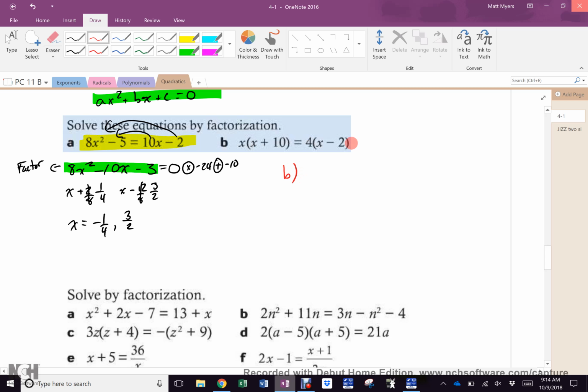Why is that ugly? It doesn't look like this. Yes? So let's make it look like that. What would you do? Well, this side is x squared plus 10x equals 4x minus 8. Then you would simplify. X squared plus 6x plus 8 equals 0. What do you do there? If you can, factor it. x plus 2, x plus 4 equals 0. x has to be negative 2 and negative 4. Is everybody cool?